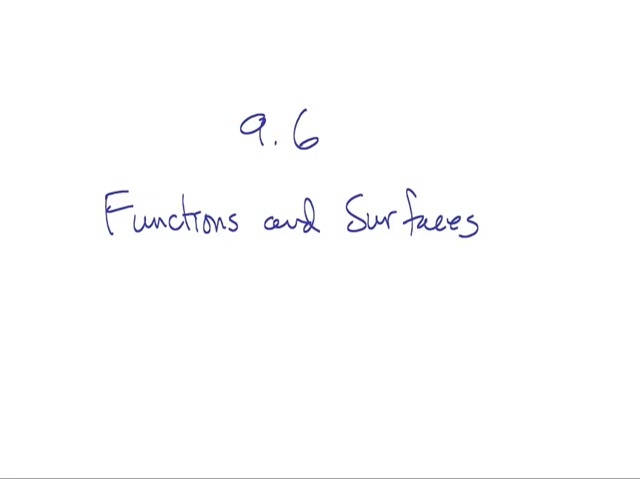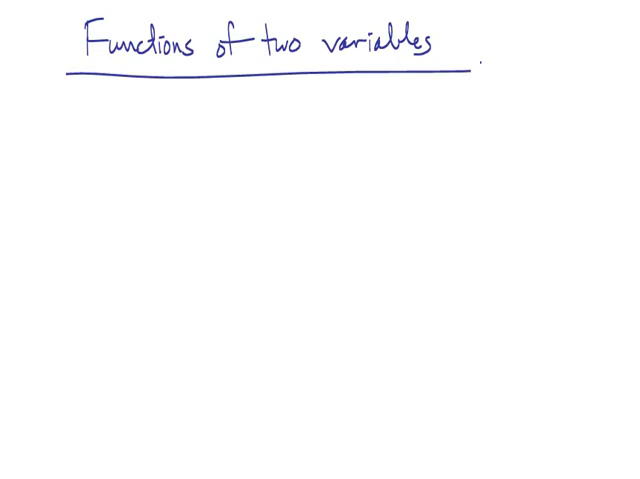Let's talk about functions and surfaces. In this section, we're going to start with the idea of two variable functions. Of course, we're going to be looking at functions of two or more variables a lot in this course in later sections. That's why your book is a multivariable book. It's multivariable calculus, more than one variable in our function.